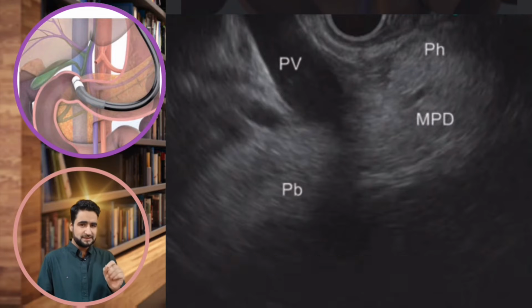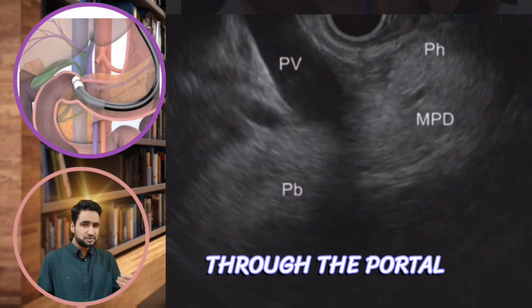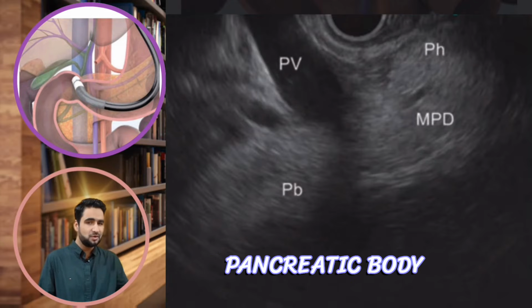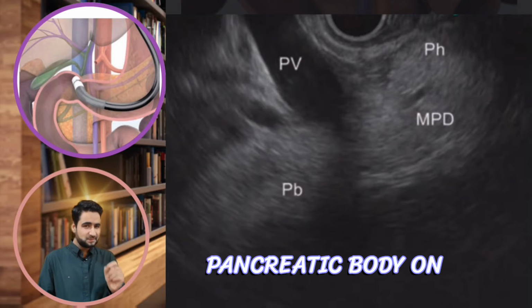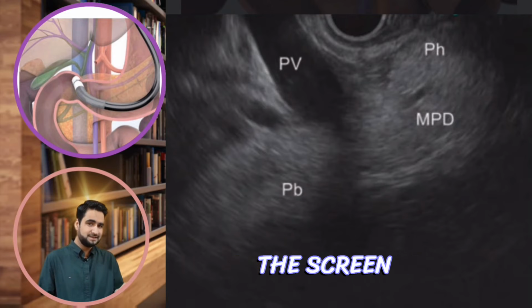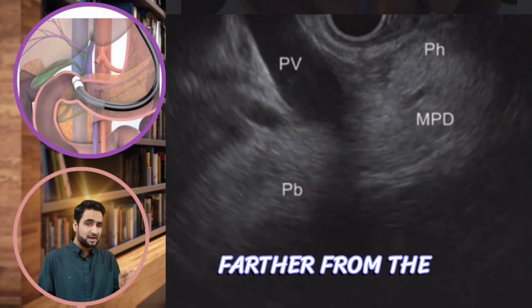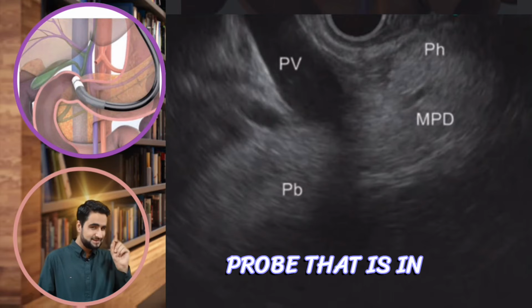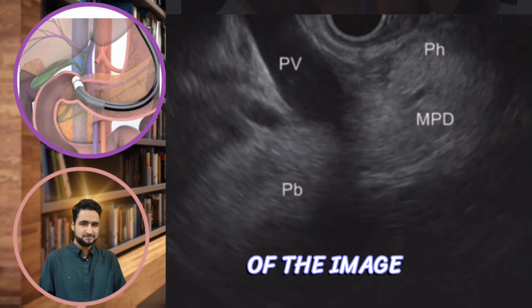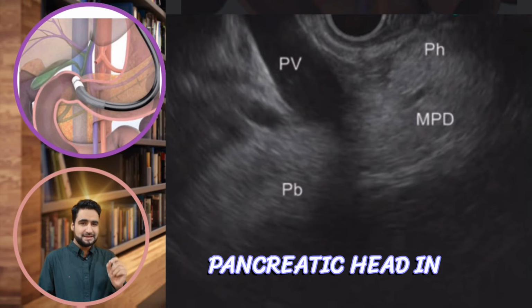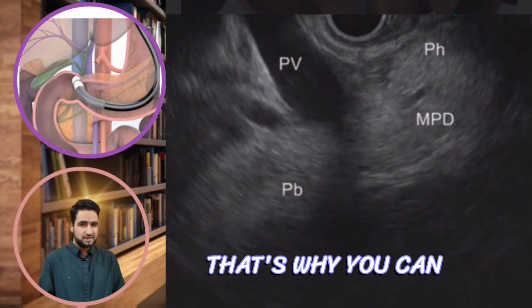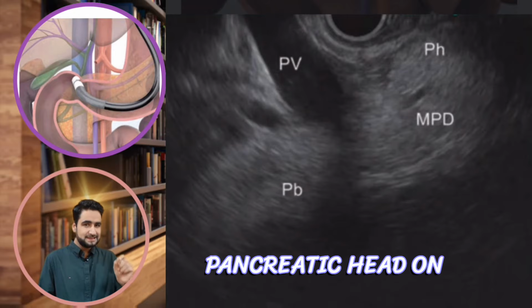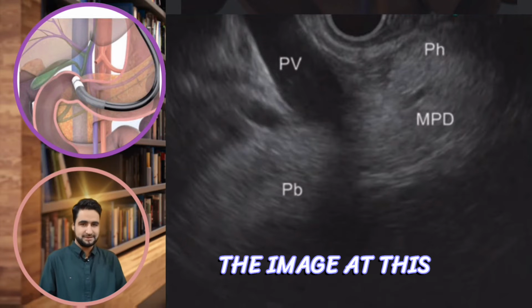If you notice here, tip beam traverses through the portal vein to the pancreatic body. That's why you can also visualize pancreatic body on the left side of the screen. But it will be farther from the probe, that is in the inferior part of the image. You can also see pancreatic head in the field of shaft beam. That's why you can appreciate pancreatic head on the right side of the image.